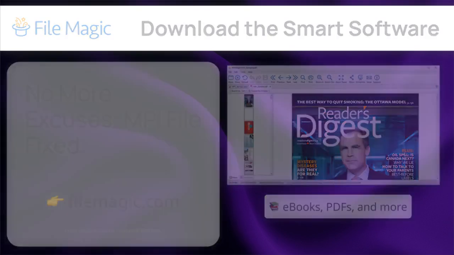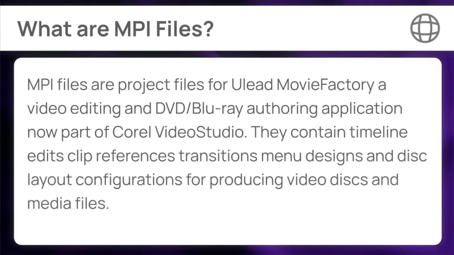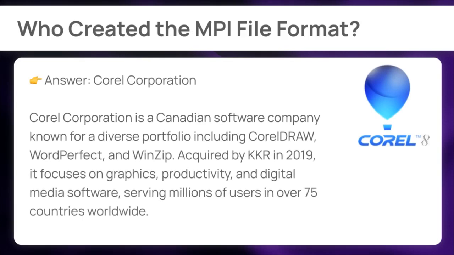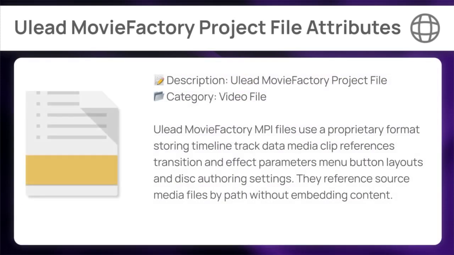MPI files are project files for Ulead MovieFactory, a video editing and DVD Blu-ray authoring application, now part of Corel VideoStudio. They contain timeline edits, clip references, transitions, menu designs, and disk layout configurations for producing video disks and media files. Ulead MovieFactory MPI files use a proprietary format storing timeline track data, media clip references, transition and effect parameters, menu button layouts, and disk authoring settings.